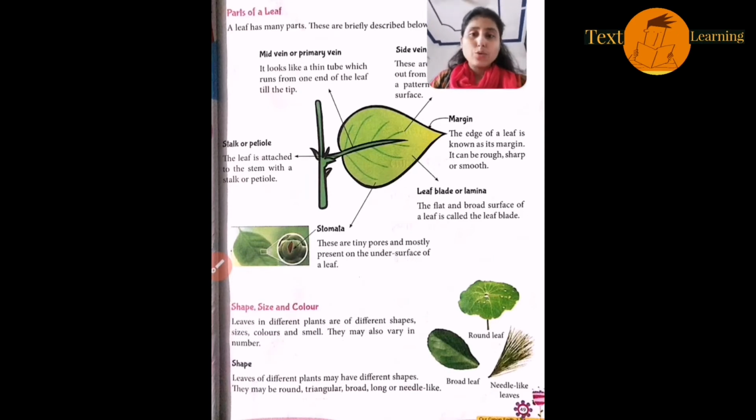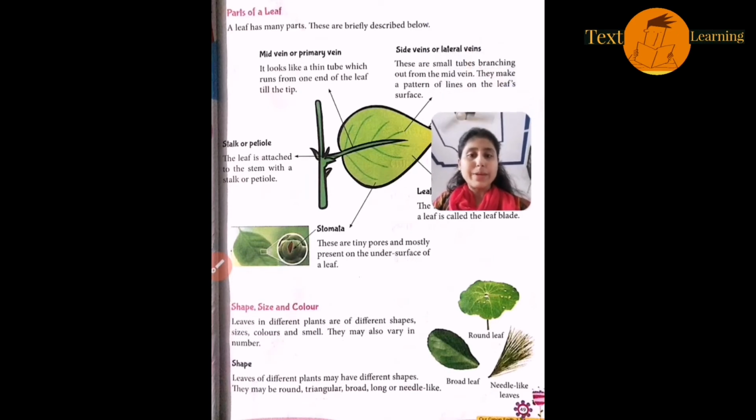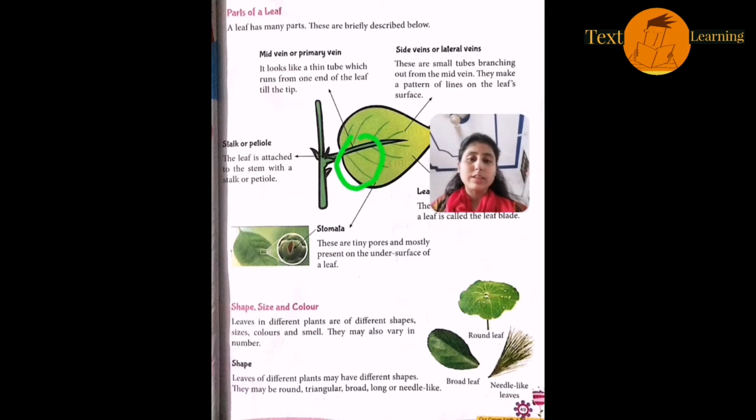Next is parts of a leaf. A leaf has many parts. These are briefly described below. First is the midvein or primary vein. It looks like a thin tube which runs from one end of a leaf to the tip. What is the midvein? The darker tube which is visible, this is the midvein. Students, are you getting it?